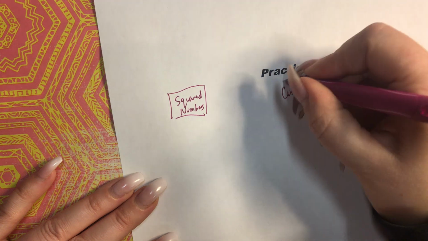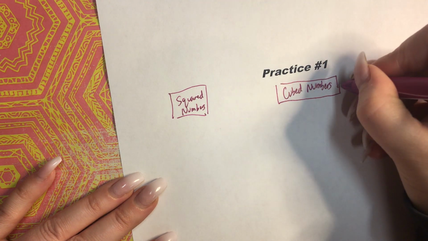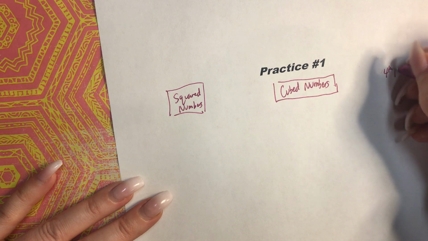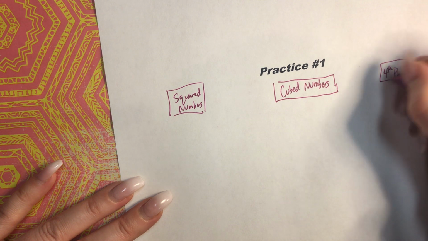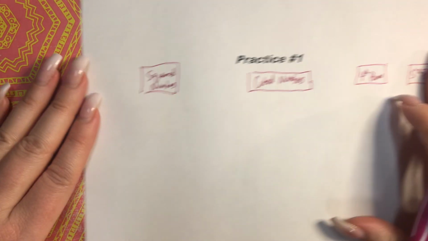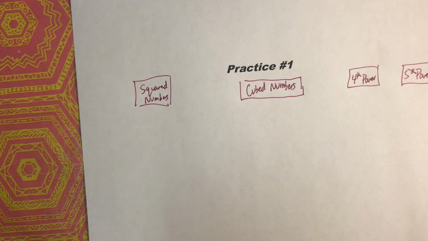And then you're going to list off all of the numbers to the 4th power. And then numbers to the 5th power. Okay? So that's what one practice is. That's what that means, okay? So let's go ahead and do the first one together.